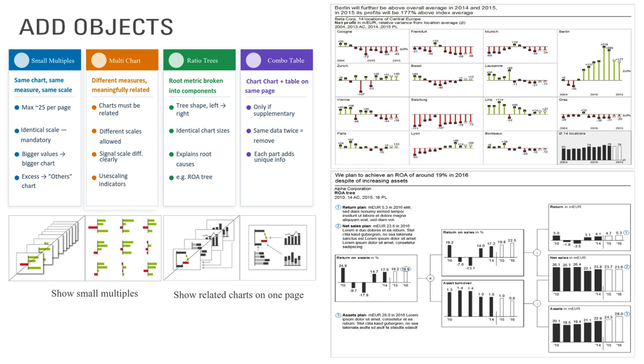Small multiples, the same chart type repeated for different segments, all at the same scale, are one of the most powerful techniques in data visualization. Up to 25 per page is possible. Multi-charts, ratio trees, and chart table combinations are other techniques for packing meaningful relationships into a single view. The discipline is, every element must add unique information. If it doesn't, remove it.